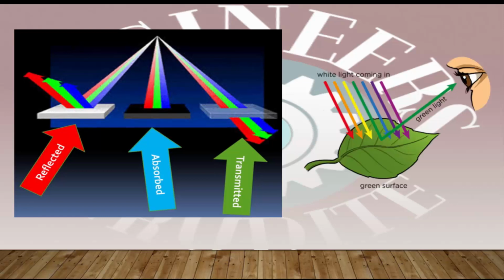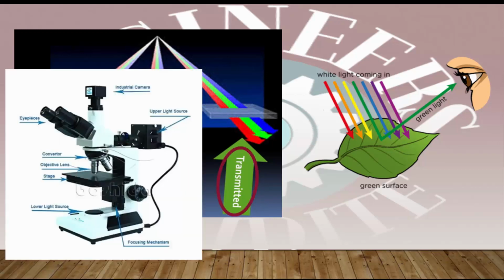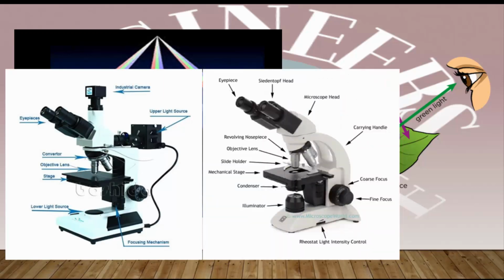This is the principle: the color of light coming towards our eye is the color we see. As you can see in this example, the leaf appears green because it absorbs all other lights except green light. So it appears green. In microscopy, we will be using reflected light or transmitted light, such as metallurgical microscopes use reflected light and biological microscopes use transmitted light.